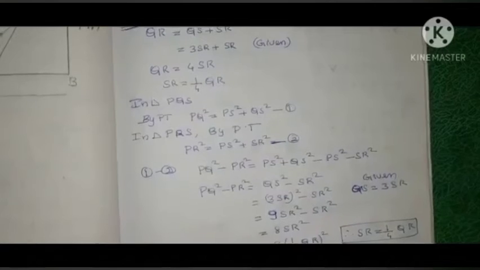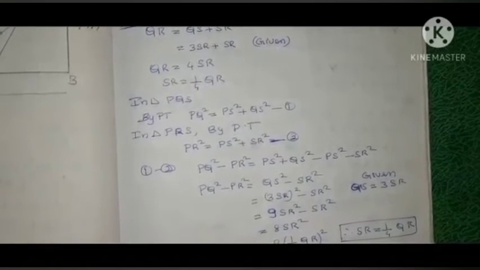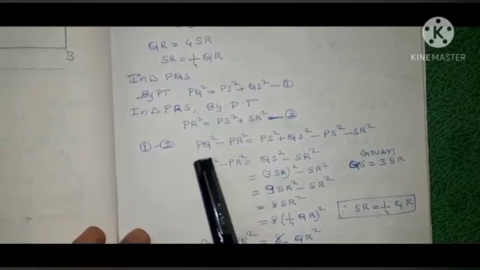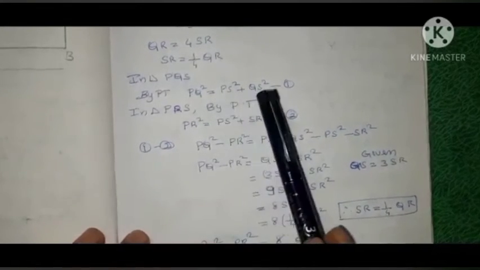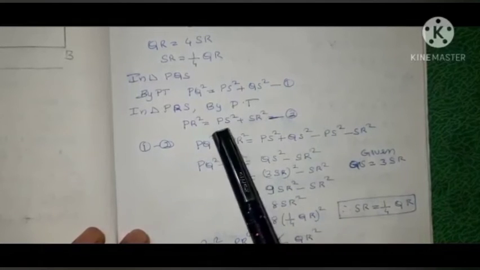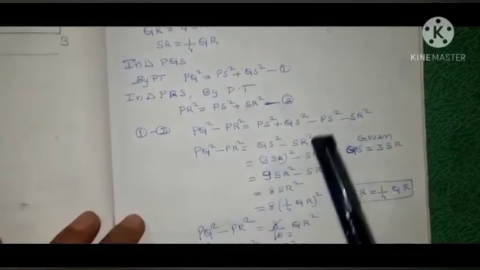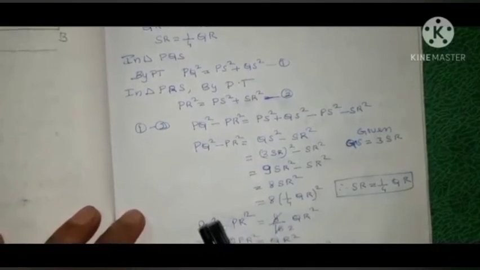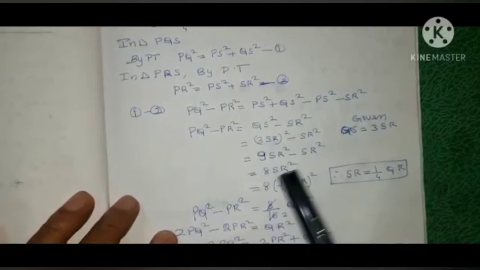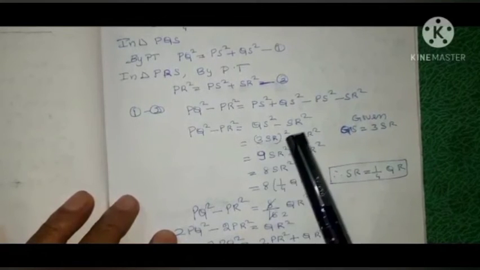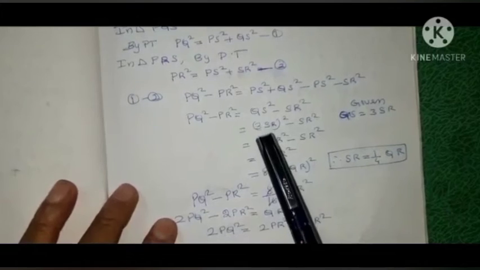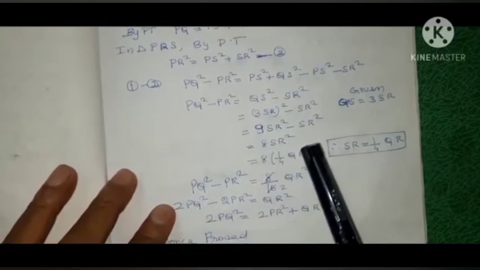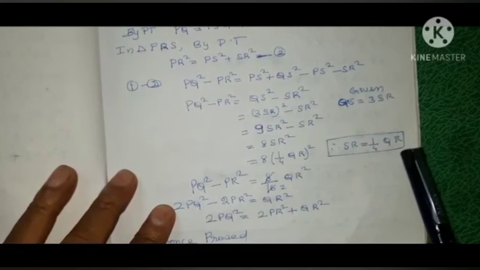Subtract equation 2 from 1. PQ square minus PR square is equal to PS square plus QS square minus PS square minus SR square. PS square cancels. We get QS square minus SR square. QS is 3 times of SR, then substitute: 3 SR the whole square minus SR square. 3 square is 9, 9 SR square minus SR square is 8 SR square.